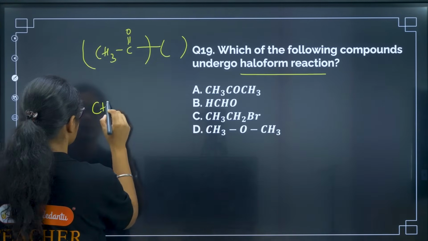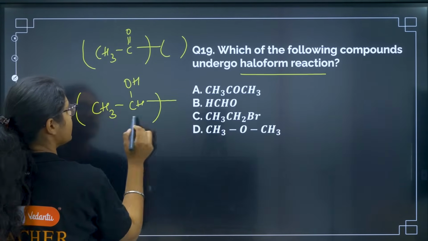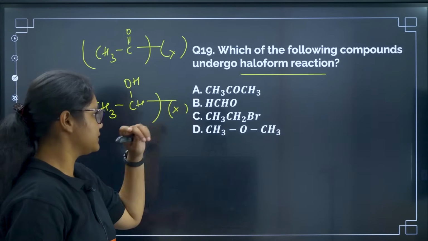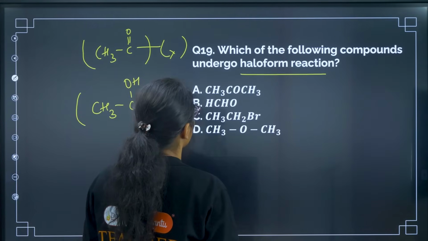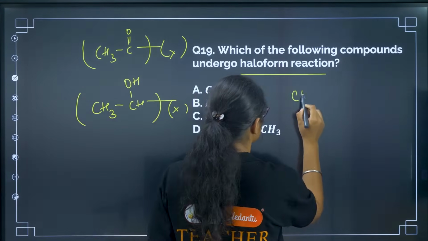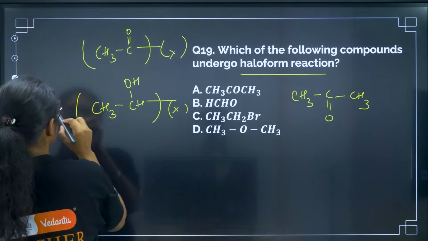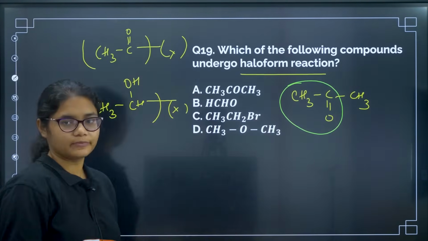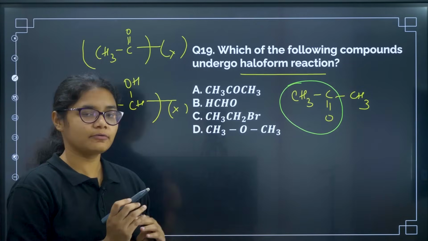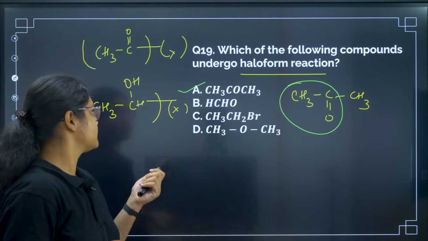Another condition is this group should be present. Here again, we are not worried what is there. If these two things are present, then it will show the haloform reaction. So the question is asking you to tell which one will undergo. You can see the first option only will undergo, right? Why? Because we have this required group here. Yes or no? This one is there. So this one will help to undergo the haloform reaction. So the correct answer for this question will be option number A. Very direct and easy question.